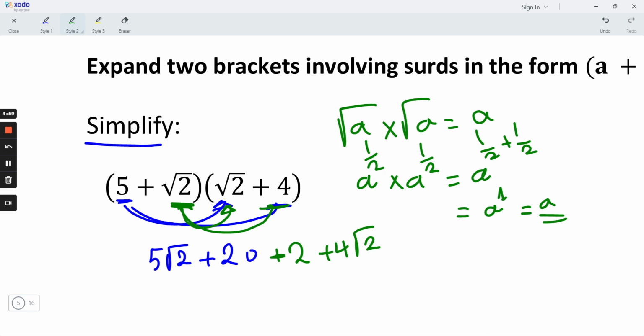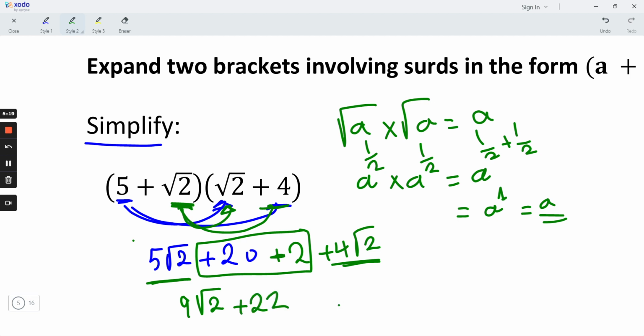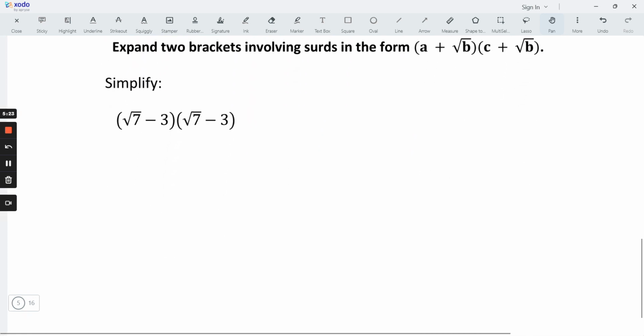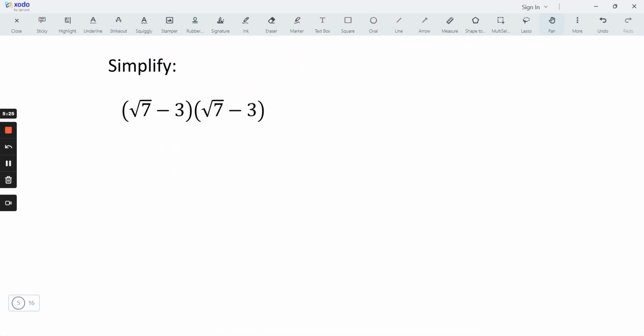So here we'll have 5 square root 2 plus 4 square root 2. These two terms give 9 square root 2 because they are like terms, and here also they are like terms because they are just numbers. So 20 plus 2 is 22. Here is also the same, but we have a subtraction in between. We'll do the same.